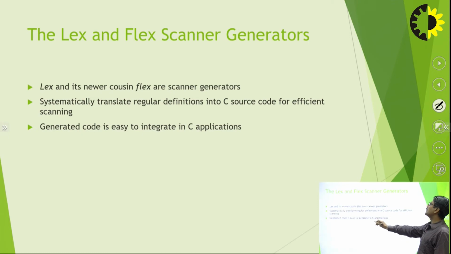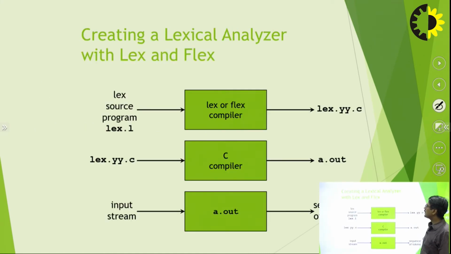The generated code is easy to integrate in a C application. So we can use a C compiler, Turbo C compiler, or any GCC compiler in Unix or any Linux platform. So Lex and Flex are basically scanner generators. How will a lexical analyzer be generated with Lex and Flex?